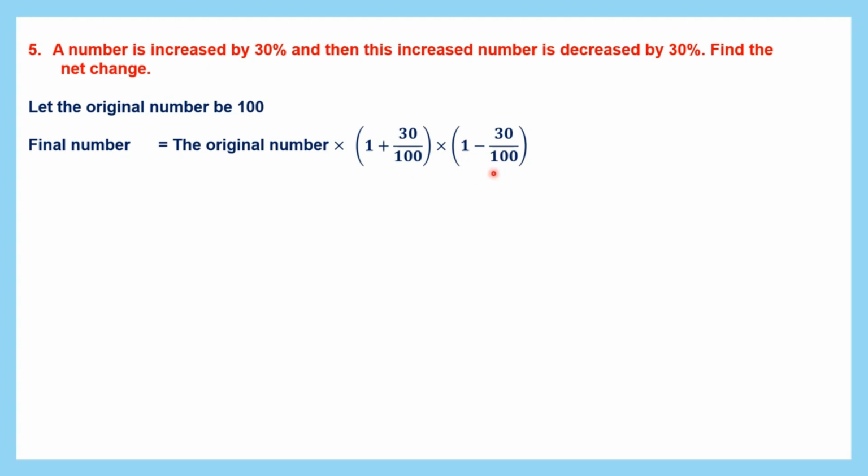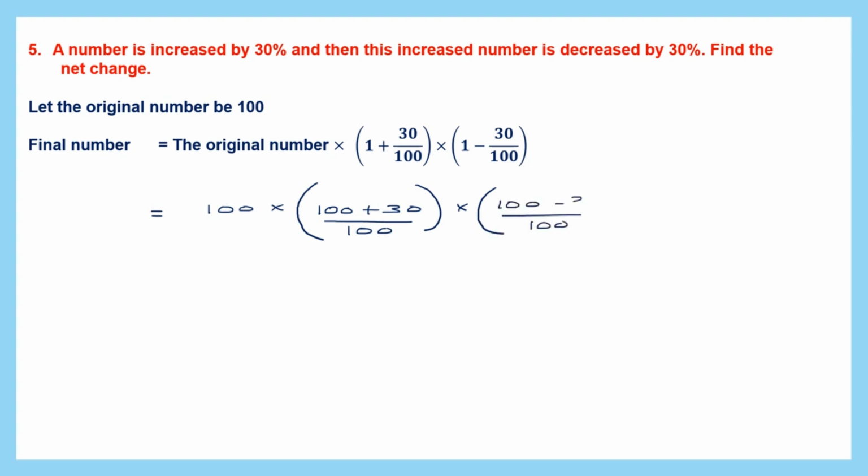Now all we have to do is simplify this. So let's do that. So the original number here is 100 into, now here 1 plus 30 by 100. Let's work on that. So here the LCM will be 100 and 1 into 100. 1 into 100 is 100 plus 30. Similarly here the LCM will be 100. Here it will be 100 minus 30.